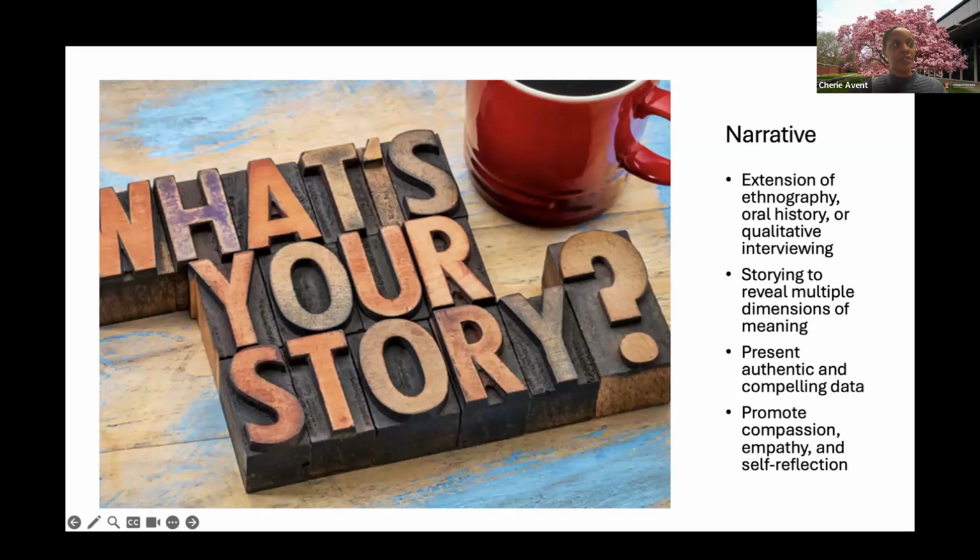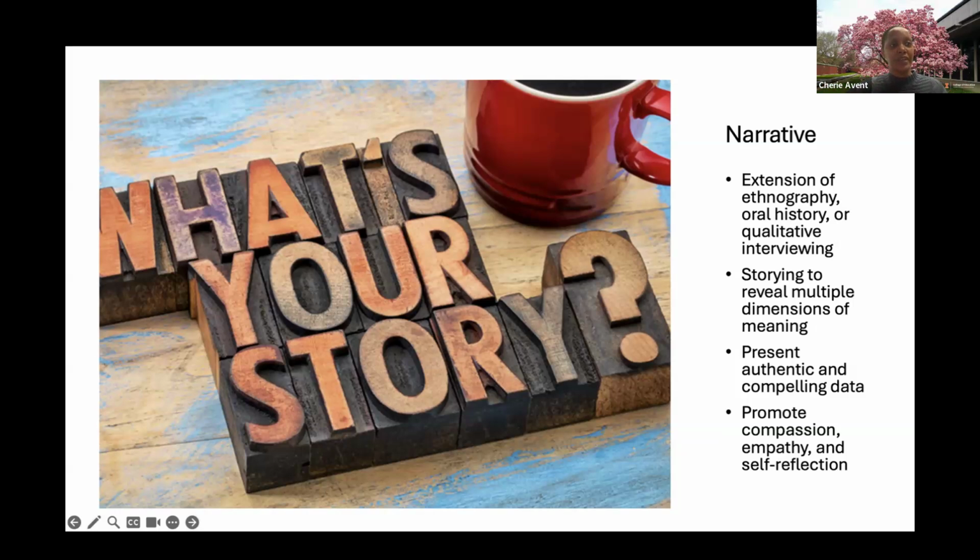Also thinking about with narrative, are there ways in which we are promoting compassion or empathy or self-reflection? So if we share a story, then maybe at the end, it is providing an opportunity to have some time for reflection with those that we are reporting back our findings to. And so what is the story, and are there ways in which we can tell it through narrative?